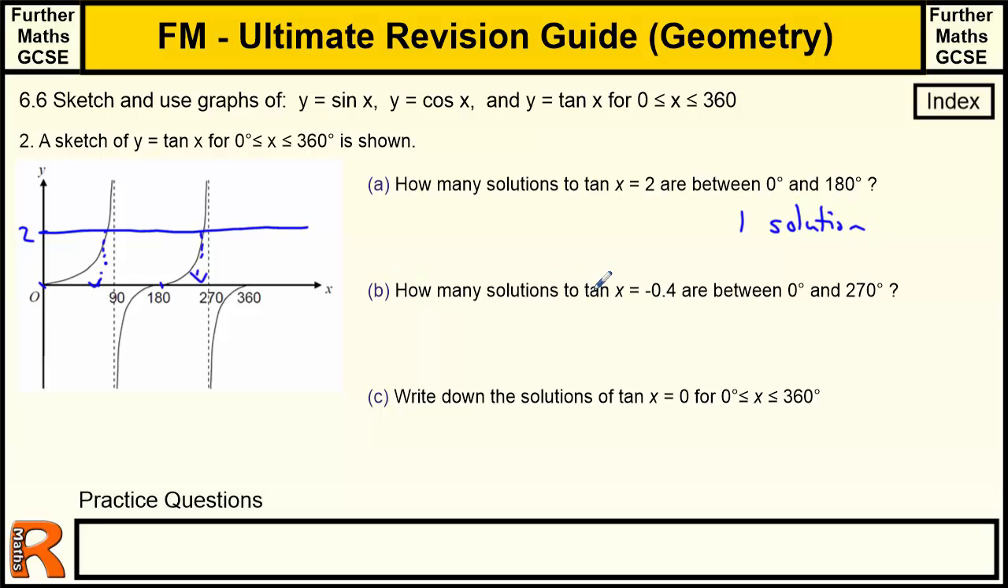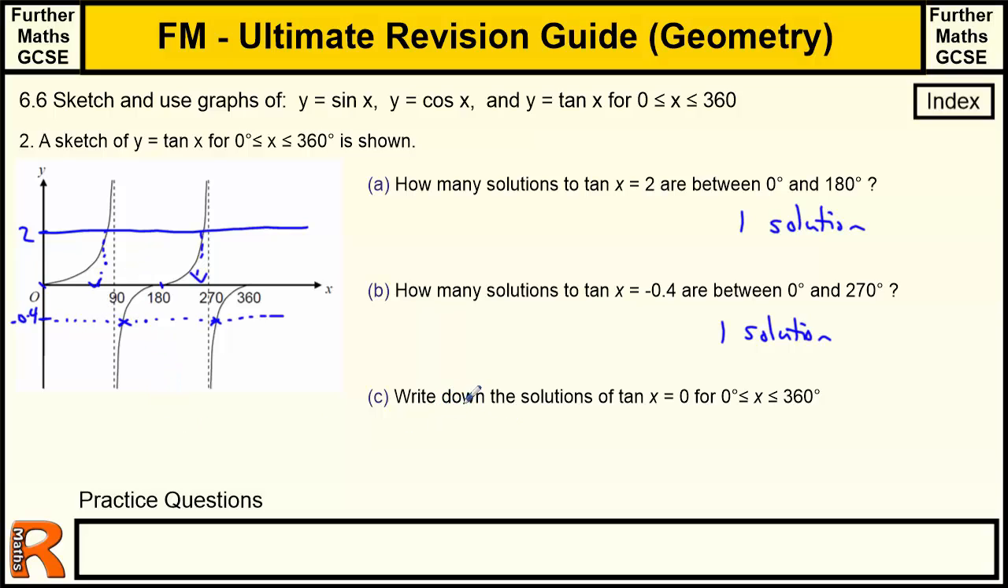How many solutions of tan x equals minus 0.4 are between 0 and 270? So minus 0.4, so some value down here, minus 0.4. It doesn't matter where it is on this graph. If you just draw a line in, you can see again there is only one value here. This value here is above 270, so just one solution. So we're not actually trying to find anything here, we're just told to say how many solutions there are.